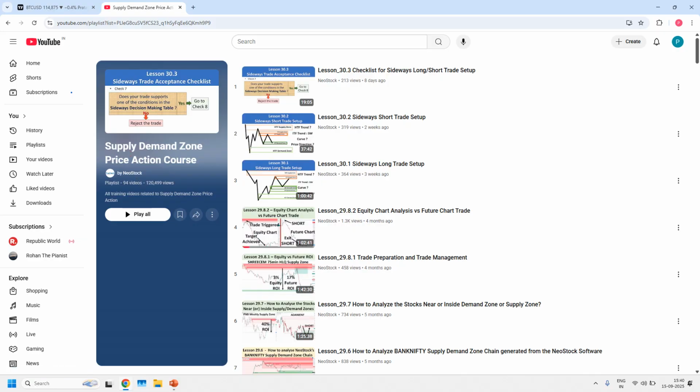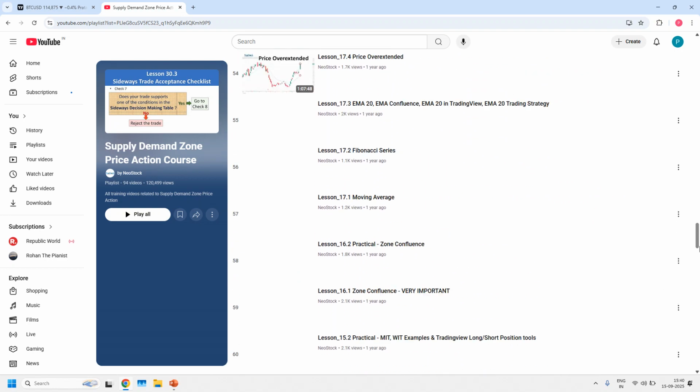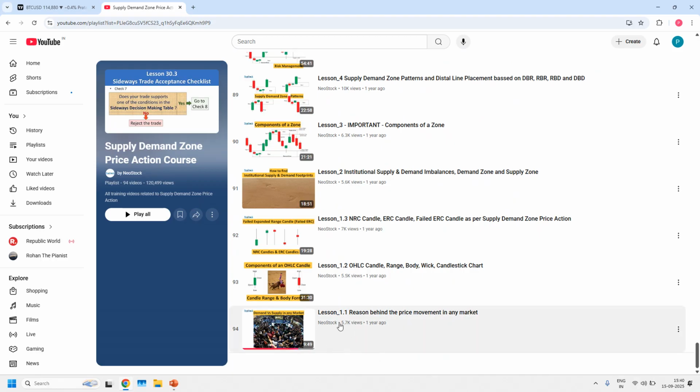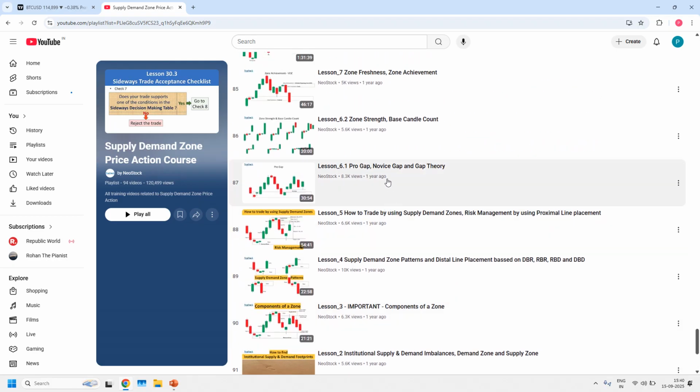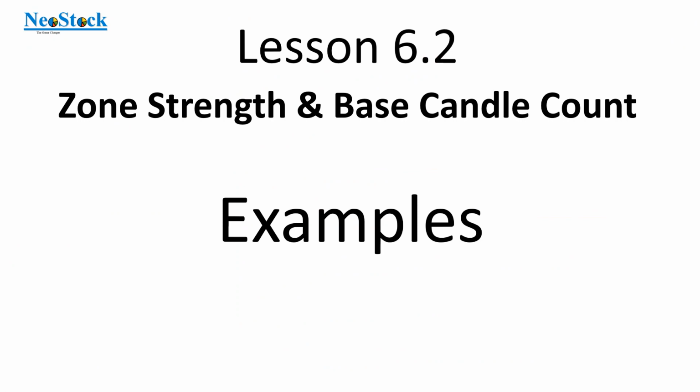Now we are into Supply Demand Zone Price Action course. So far here we have until lesson 30. You just scroll down to the bottom of the page. Here starting from lesson 1.1, all the training lessons are placed in an order. So currently we are discussing the examples video related to lesson 6.2, that is about zone strength and base candle count. First you complete this training lesson and then you get into examples video. So this is lesson 6.2 examples video.